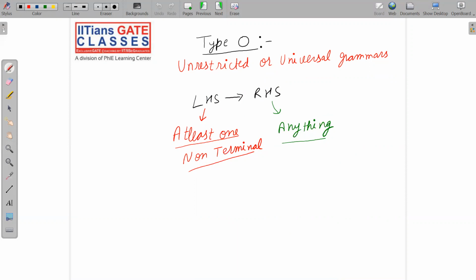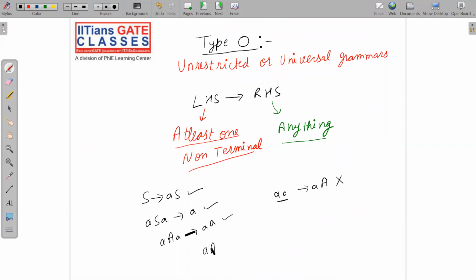Let me give you some examples. Like I say S implies AS. This is type 0. ASA implies A. This is also type 0. A implies a. This is also type 0. a implies A. This is not type 0. Why? Because in LHS there should be at least one non-terminal, but here we do not have any non-terminal. Here we have at least one non-terminal, here also at least one non-terminal, here also at least one non-terminal. So all these are correct.